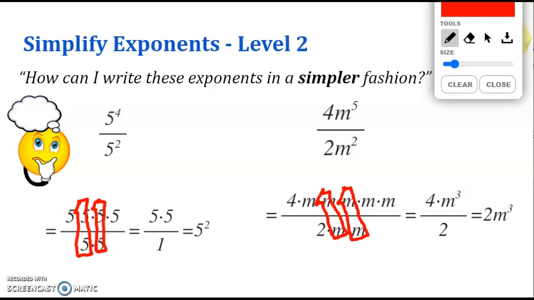So as a numerator at the top, you're still left with 4m times m times m. So m is being multiplied by itself 3 times. And we still haven't dealt with the numbers. 4 divided by 2. What's 4 divided by 2? It's just 2, right? And then you are still left with m to the power of 3.